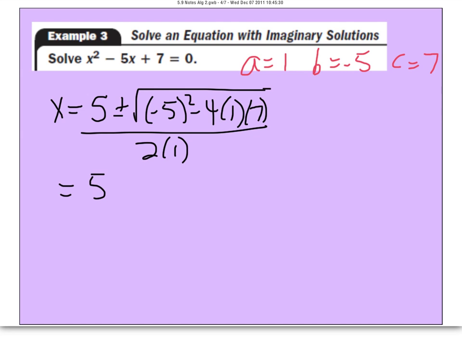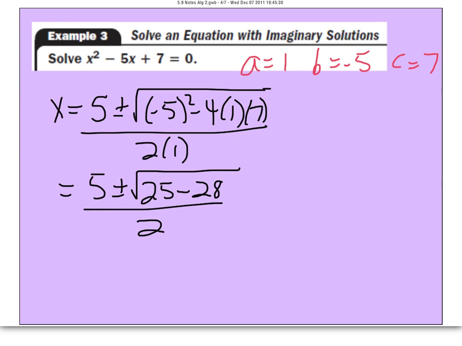So that's 5 plus or minus. Negative 5 squared is negative 5 times negative 5, or 25. 4 times 1 times 7 is 28, over 2. This is 5 plus or minus the square root of negative 3 over 2. Now, for now, when we see the square root of a negative, that to us means it's not a real solution. So this means not a real number.